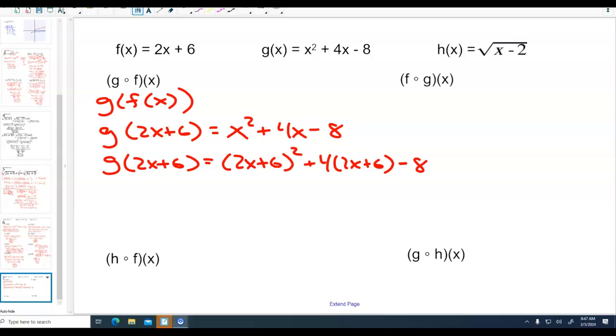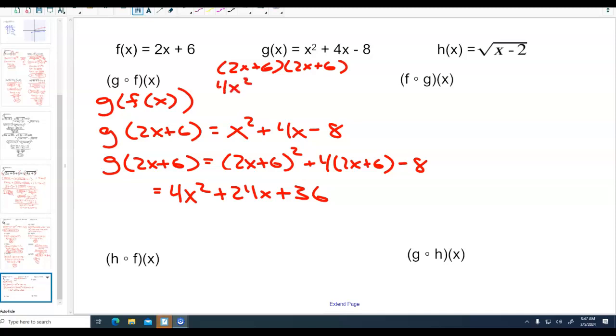2x plus 6 squared, if I were to FOIL that out, is 4x squared, 24x, 36. And where I'm getting that from is this. 2x plus 6 times 2x plus 6. If I were to FOIL that out, that's 4x squared plus 12x plus 12x plus 36. So if you want to write that out somewhere else, I would encourage you to do so.